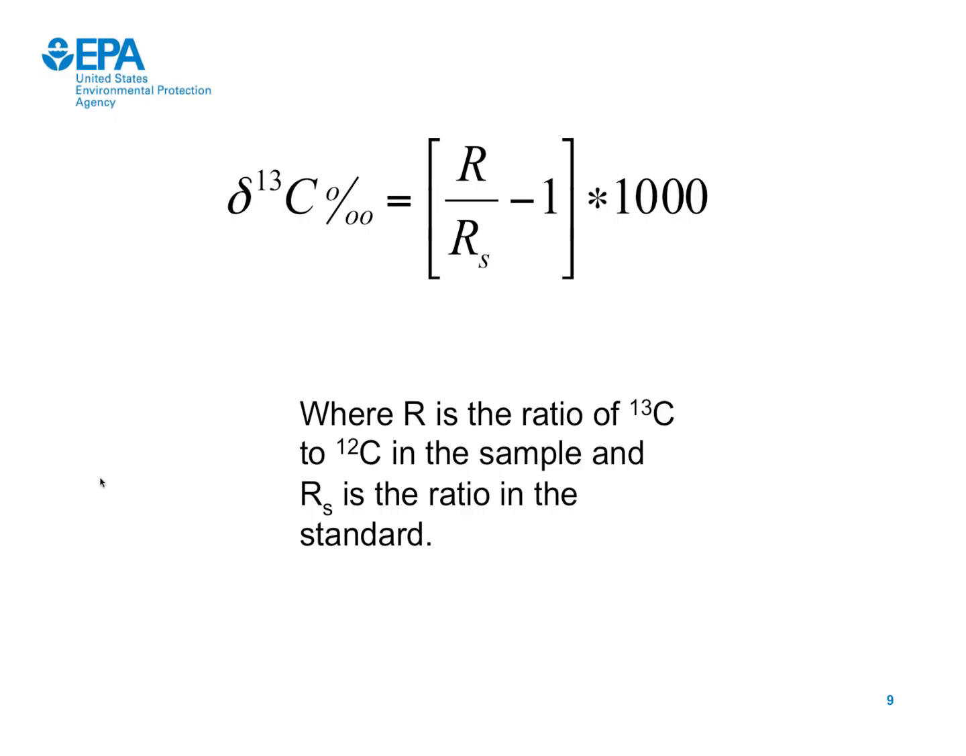That's the definition of what it is, basically. It's the ratio in your sample divided by the ratio in an arbitrary standard, but it's a fixed standard used internationally. That ratio minus 1, and then multiplied by 1,000. So that's what delta 13C per mil would be. Next slide.